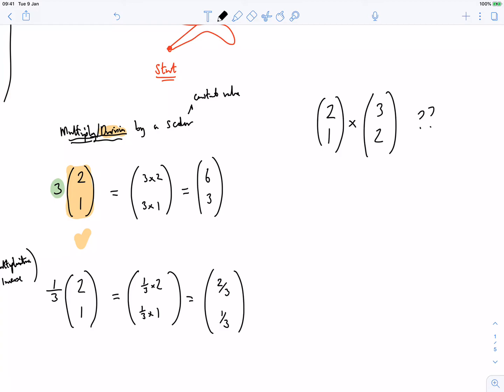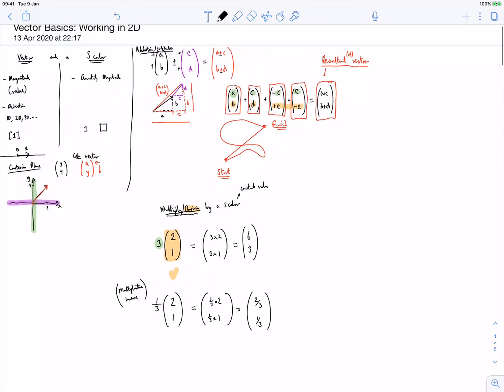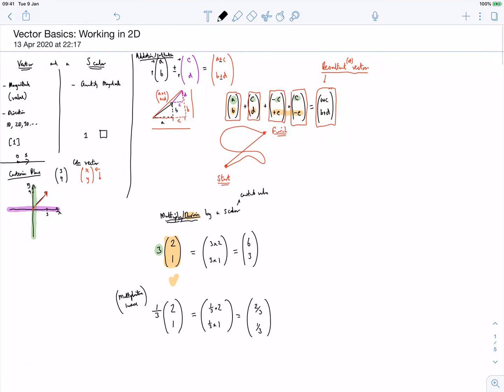well, it doesn't work as how you'd expect. It's not, and I repeat, it's not 2 times 3, which is 6, and 1 times 2, which is 2. You can't just multiply vectors like that. And similarly, you can't divide by vectors like that either. We're going to be covering how you multiply vectors together, and there's two main ways. That's called the vector product and the scalar product. But for now, for this session, multiplying and dividing by a scalar is pretty much it.